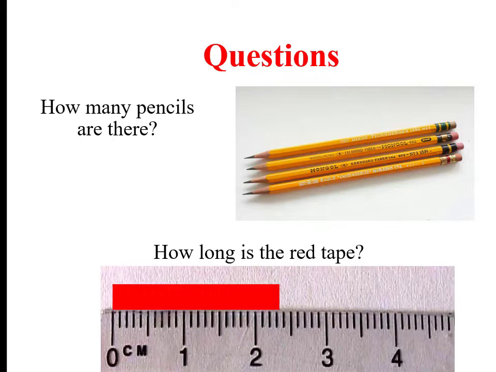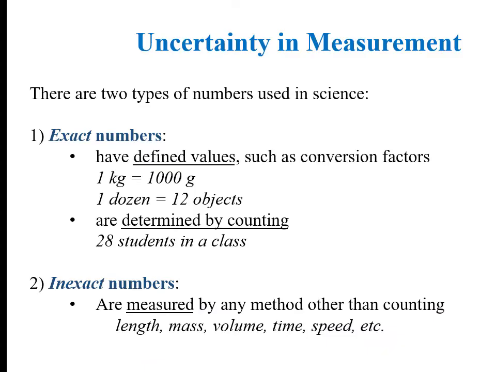Based on this example, we can see that there are 2 types of measurements that we can have in science. Exact numbers. They're determined by counting. So it's like the pencils before. We could count and say that there were exactly 4 pencils. So 4 is our defined value.